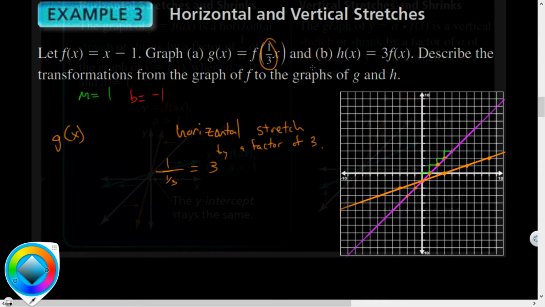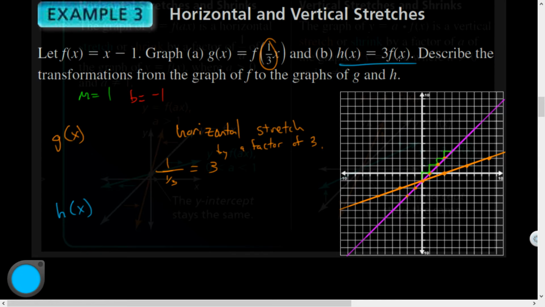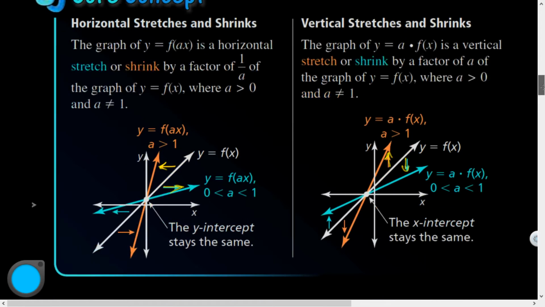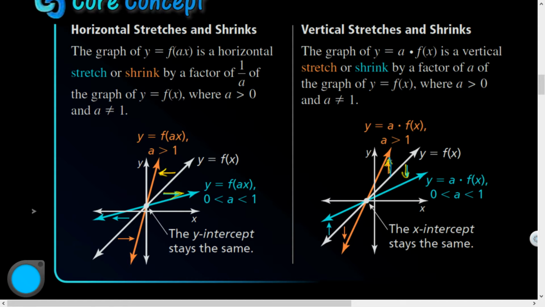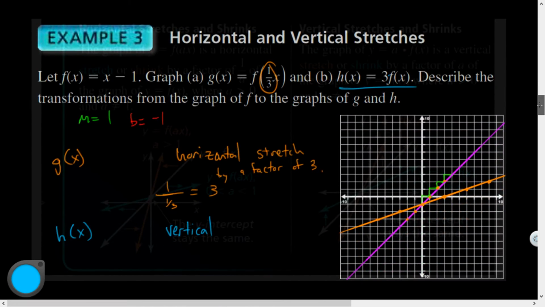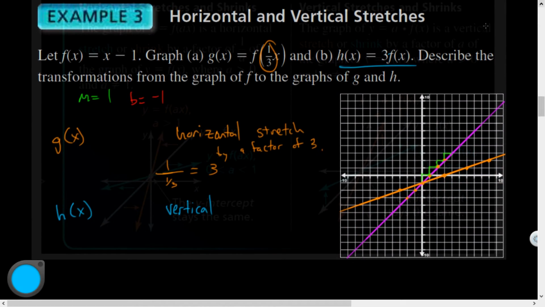Let's do this one. Here's h of x. So for h of x, what do I know? The function is being multiplied by 3, so it's going to be a vertical transformation. The 3 that it's being multiplied by is bigger than 1, so is this a stretch or a smoosh vertically? If we don't remember, we can always check. Bigger than 1, it's a stretch. So this is going to be a vertical stretch by a factor of 3.